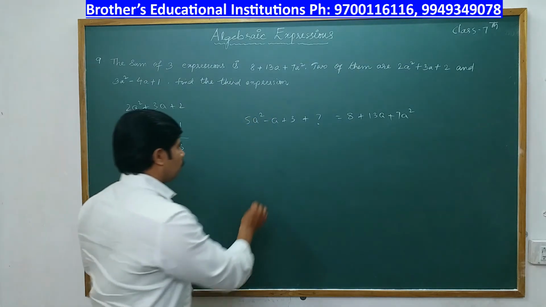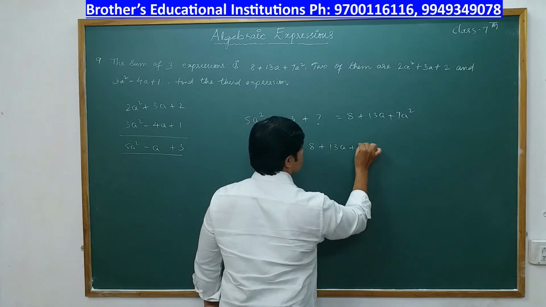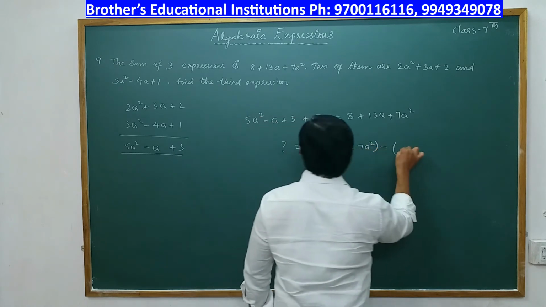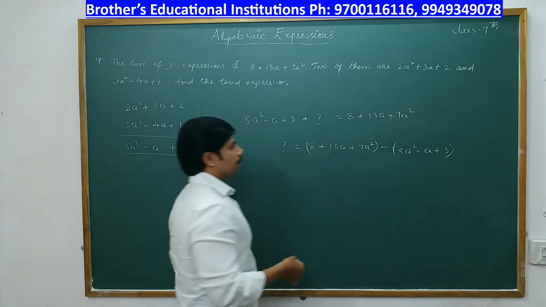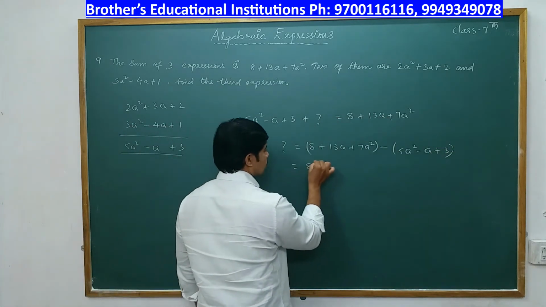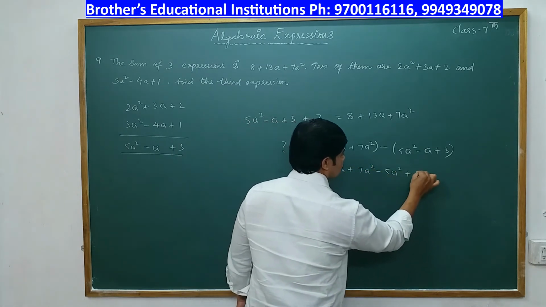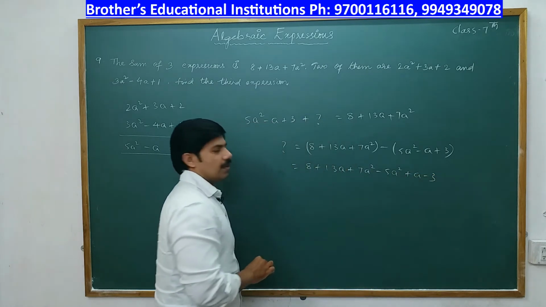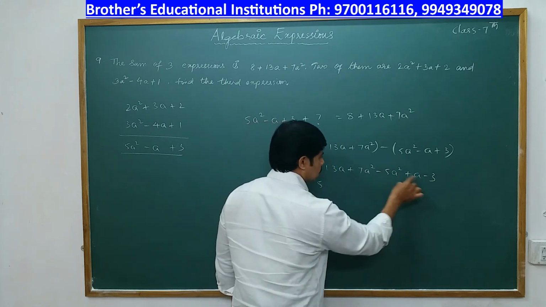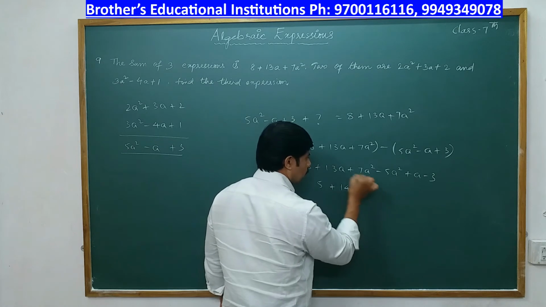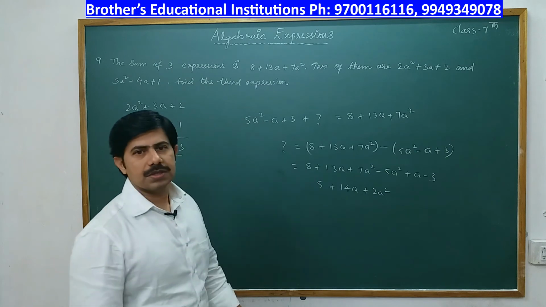So now to find this unknown, we'll do 8 plus 13a plus 7a square minus of 5a square minus a plus 3, right? So we'll simplify this. It is 8 plus 13a plus 7a square minus 5a square plus a minus 3. So now 8 minus 3 is 5, 13a plus a is 14a, 7a square minus 5a square is 2a square. Okay, so this is completed.